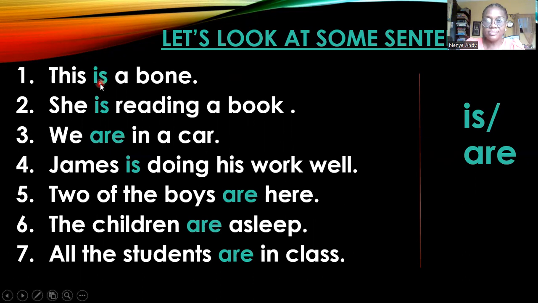This is a bone. One. She is reading a book. She, one. We are in the car. We, many of us. James is doing his work well. James, one. Two of the boys are. Two, more than one, are. The children are asleep. The children, many of us. All the students are in the class. All, many of us.